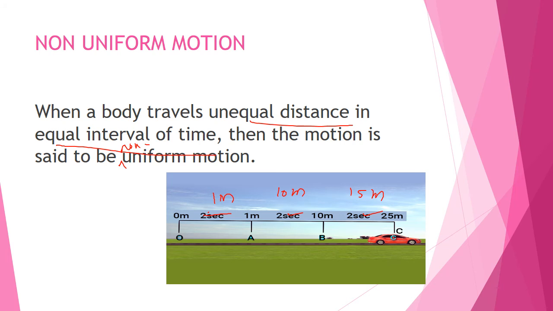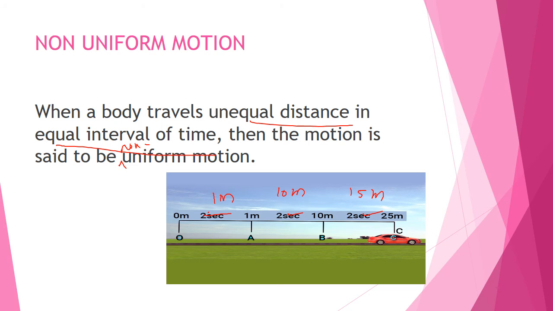Then you see this example. In 2 seconds, the body travels 1 meter, and in the next 2 seconds the body travels 10 meters, and in the next 2 seconds the body travels 10 plus 10, 20, 15 meters. So is this body traveling equal distance? No. The period of time is the same, isn't it? We are considering each 2 seconds.